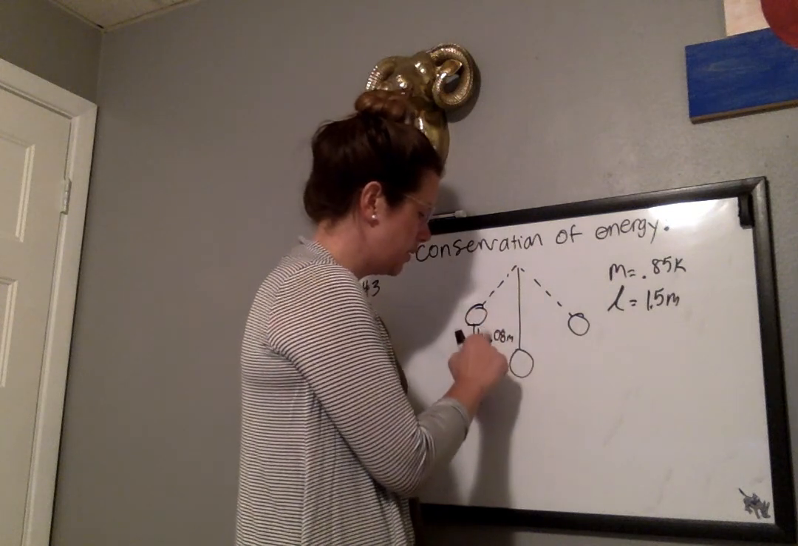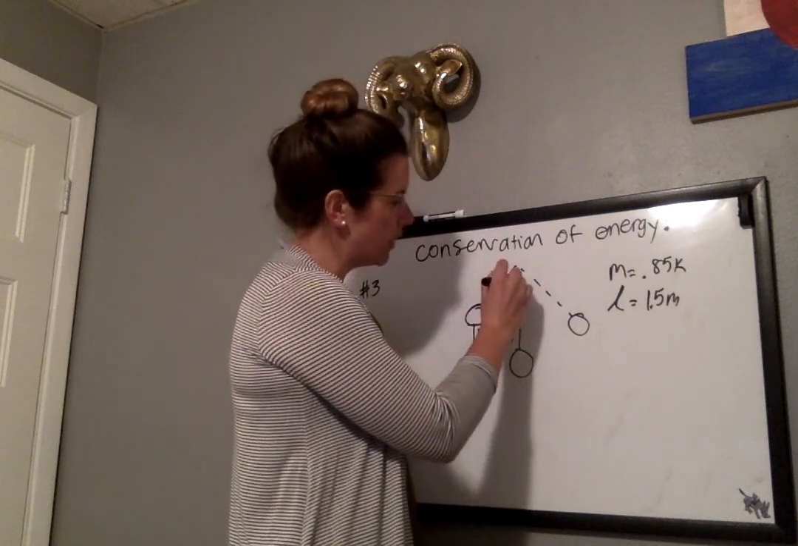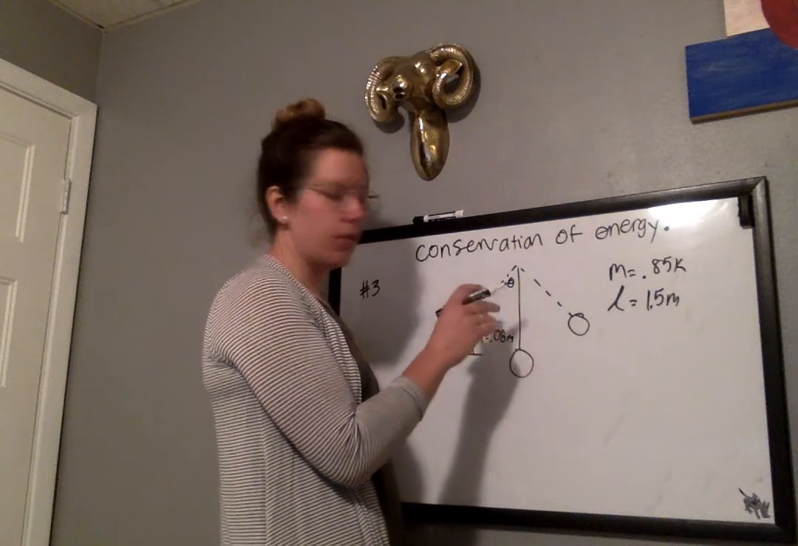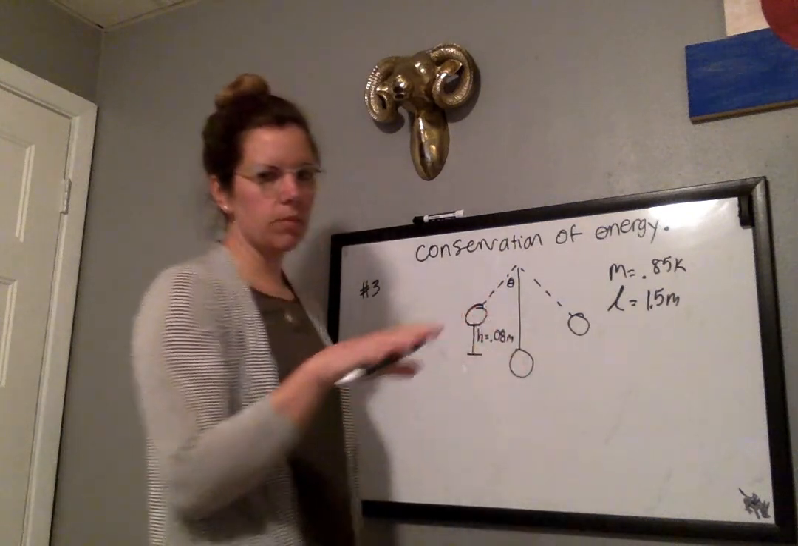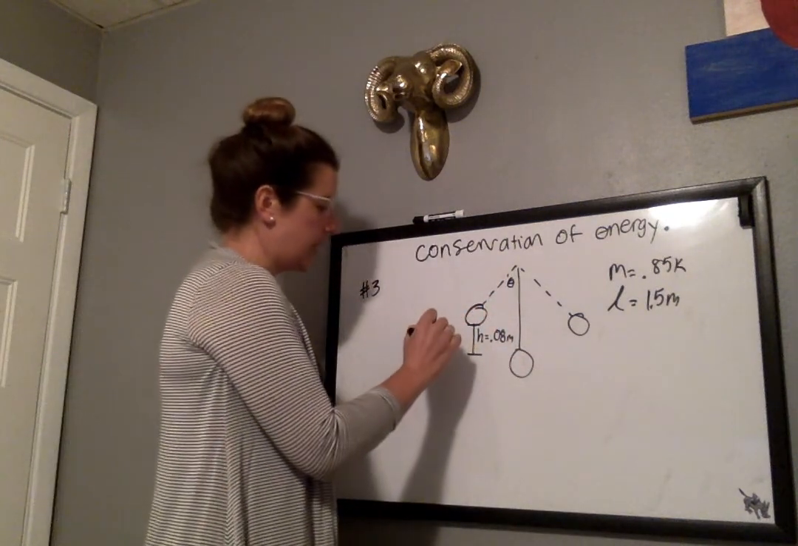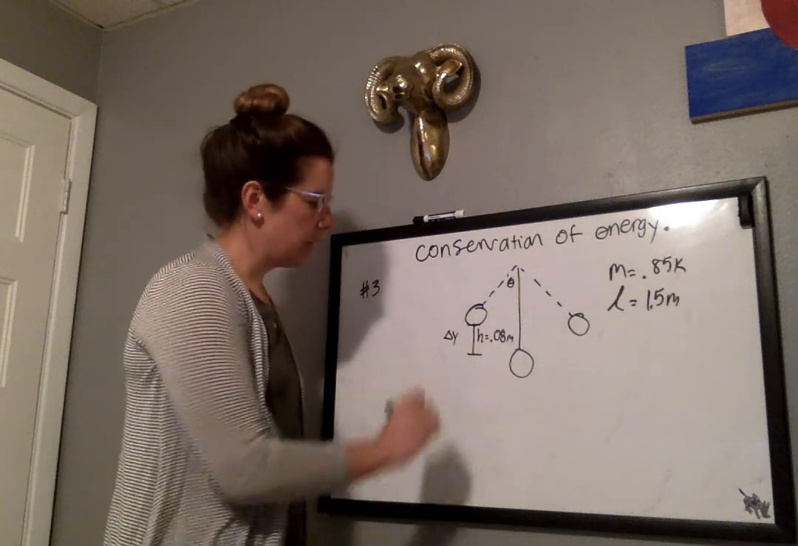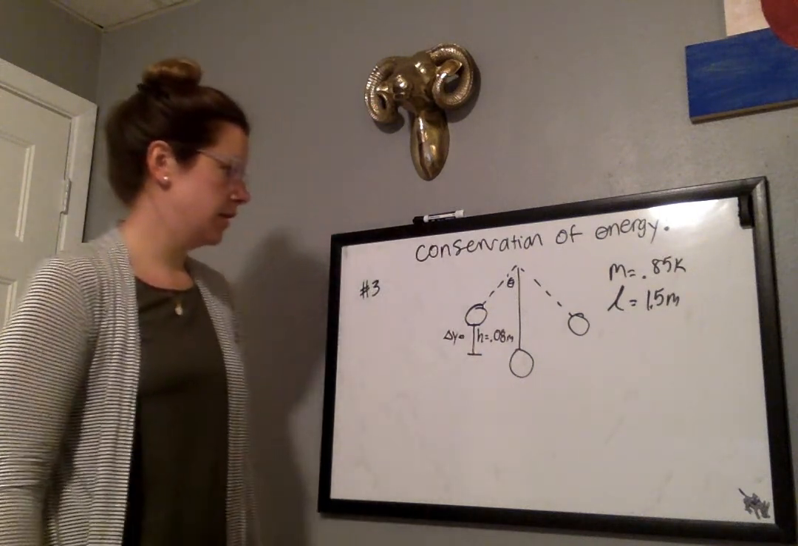0.08 meters. In the past, sometimes we've been given this angle and the length of the string, and you can find out what this height is. This problem gave it to you. So you already have that. Delta y is also how it is written on your equation sheet.